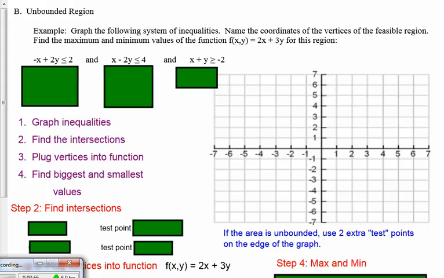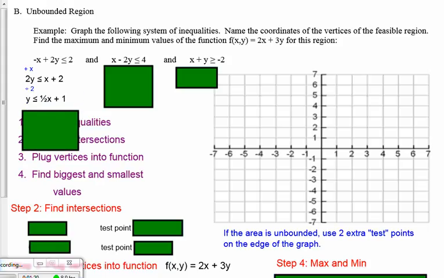Okay, so first off, before we do anything else, I'm just going to change our inequalities into a graphable form. We always want that slope-intercept form. It'll make it nice and easy for us to graph. So with our first one, I'm going to add x to both sides first. That'll make it 2y is less than or equal to x plus 2. And then if I divide by 2 on both sides, that's going to become y is less than or equal to 1/2 x plus 1.